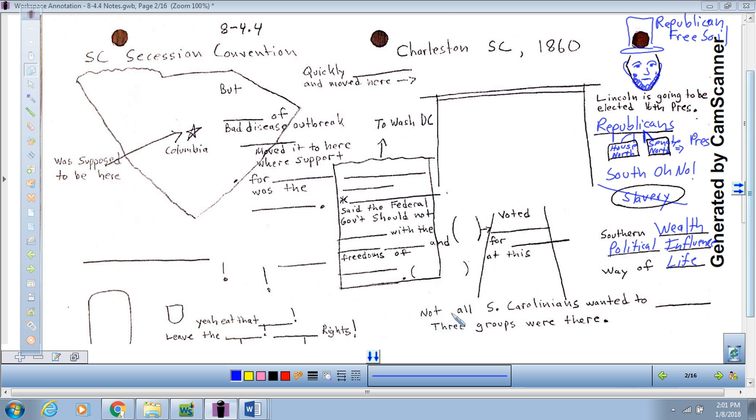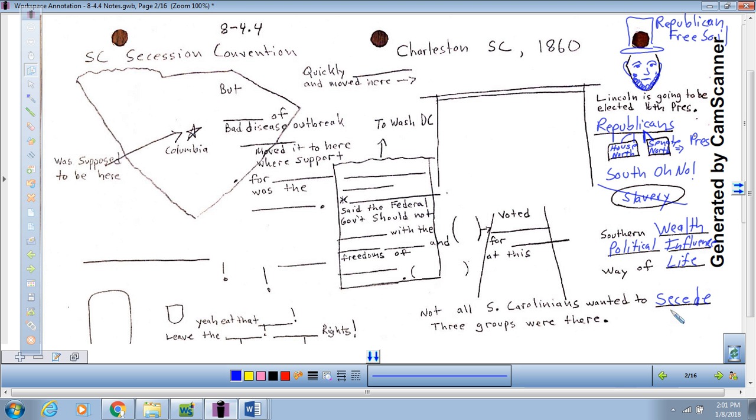Now, though, not all South Carolinians wanted to end slavery. They did, or wanted to secede. Does anybody remember the fraction of slaveholders in South Carolina, even though it was the most of any state? 20%. Only 1 out of 5 people actually owned slaves. So really, only 1 out of 5 people would be experiencing this great economic loss where slavery ended.